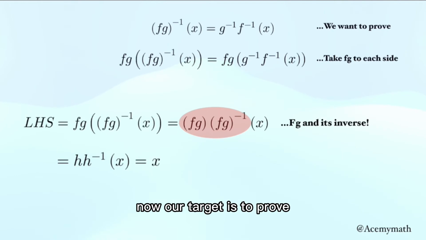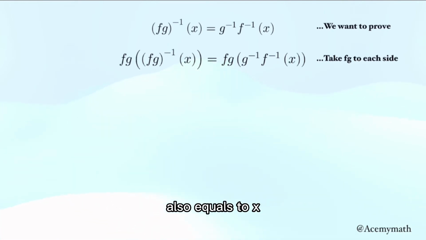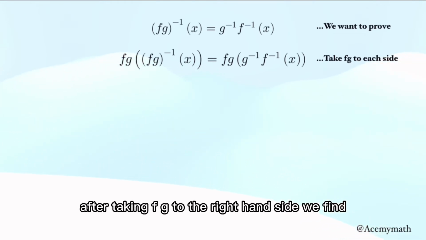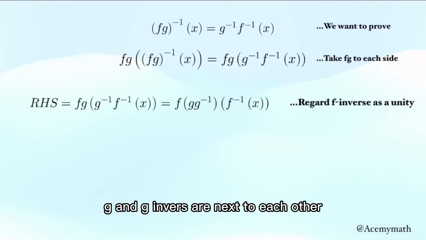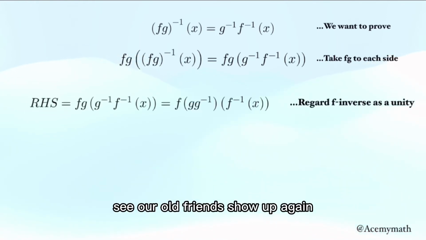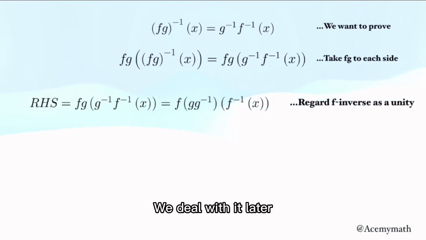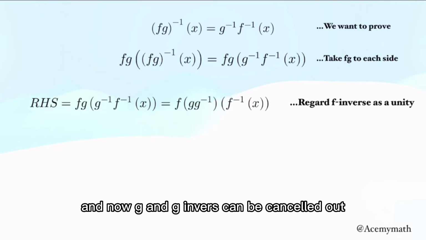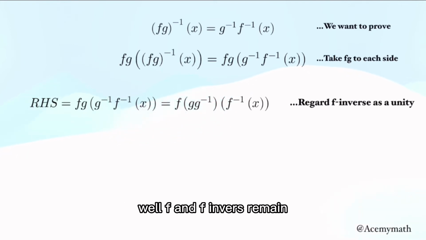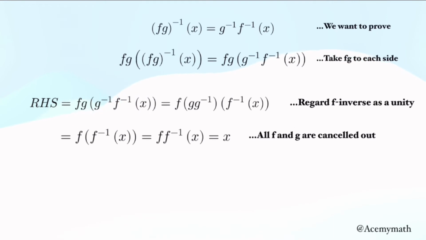Now our target is to prove the right-hand side of the equation also equals x. So let's see the right-hand side. After taking fg to the right-hand side, we find g and g inverse are next to each other. See, our old friends show up again. We regard f inverse as a unity and will deal with it later. And now g and g inverse can be cancelled out. Well, f and f inverse remained, and they can be cancelled out again to give an x. See, our proof is done.